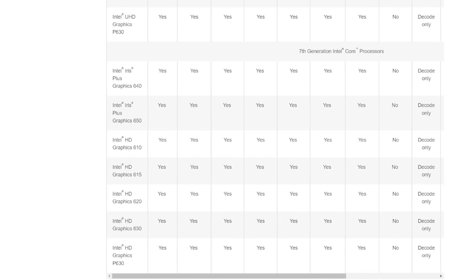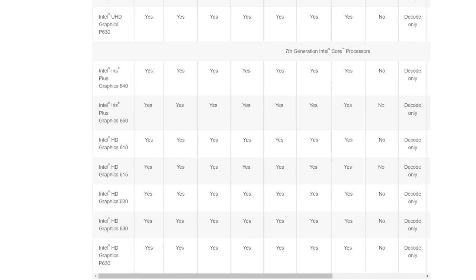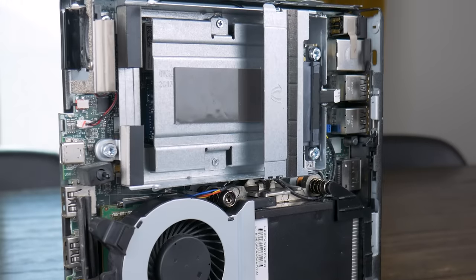Unfortunately, the Skylake CPUs don't support HEVC 10-bit decoding, but if that's something you need, you can always look for one of these that comes with a newer Kaby Lake CPU, as that feature was added for the 7th gen Intel CPUs.